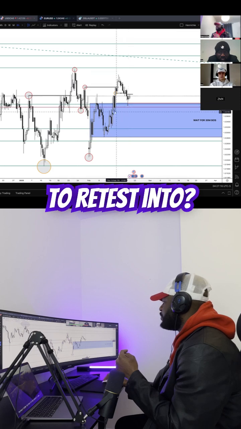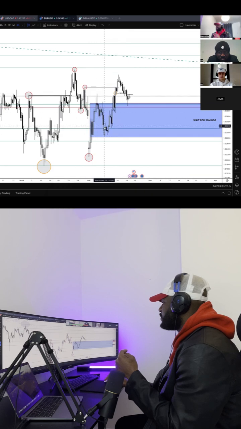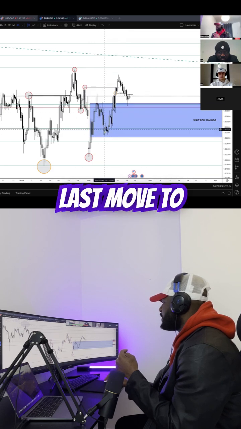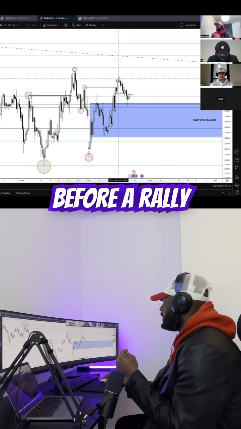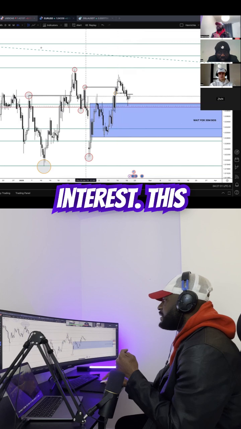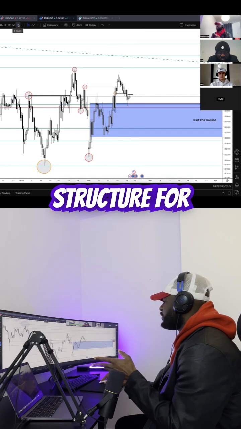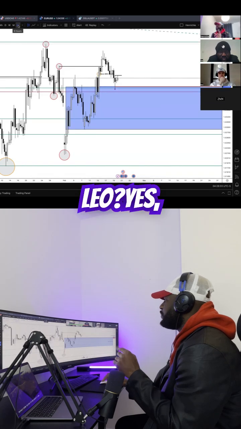What are we going to retest into? Last and close candles. This was the last move to the downside before a rally that broke the structure. Inside here is our point of interest. This is an 8-hour time frame. What time frame do you want to see a break of structure for you to start looking for a buy? Yes, exactly.